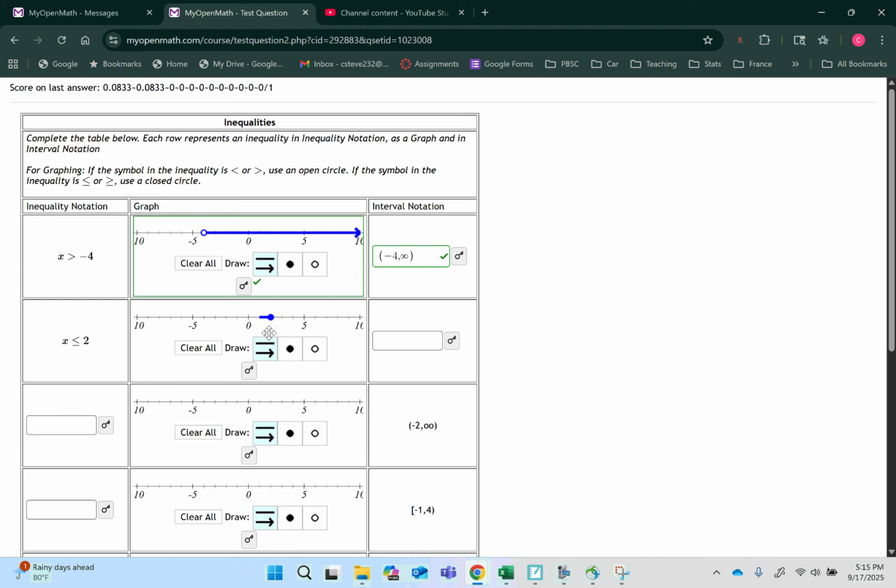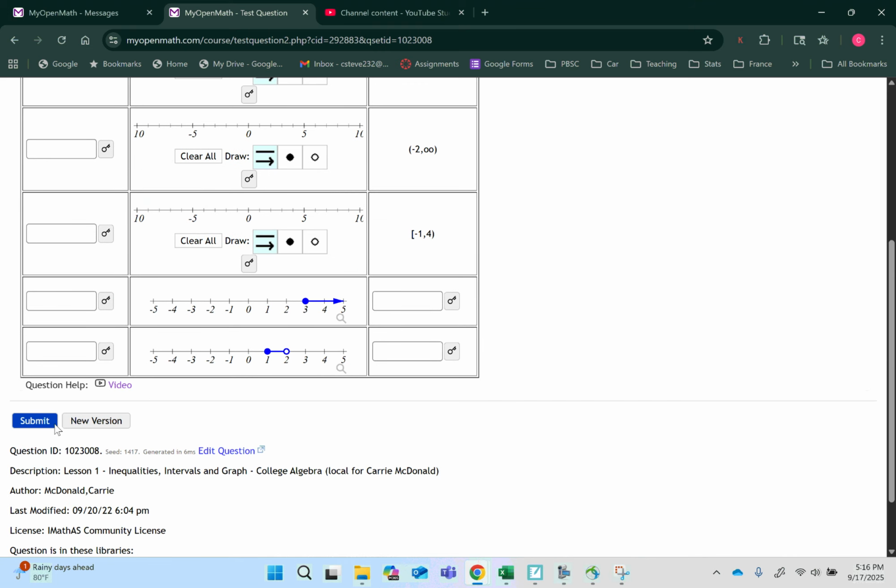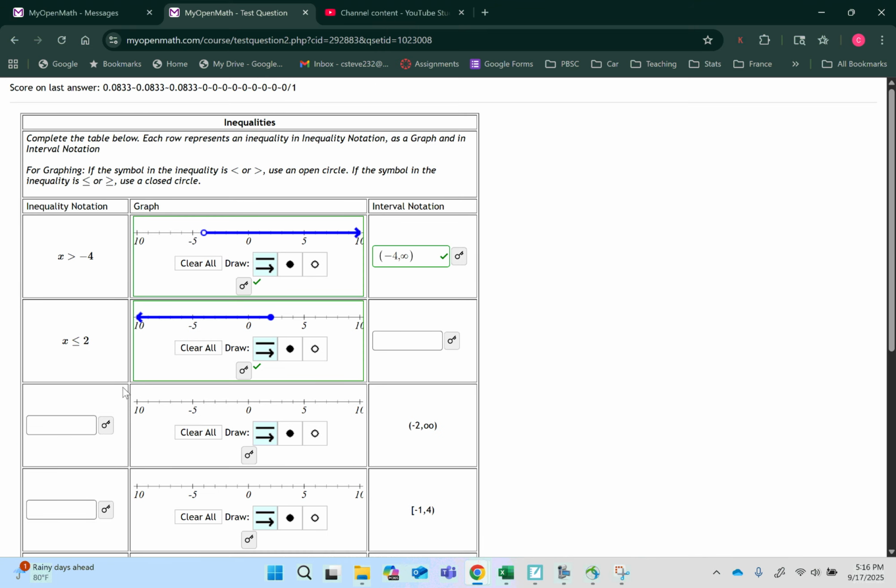So let me see if I can get this thing to work for me. I'm going to try clearing that and starting over. I'm not sure what I did wrong there, but we'll try that again. And I'm going to drag it. And that ought to do it. Okay, that got marked correctly. Let's go on and translate that over to interval notation.